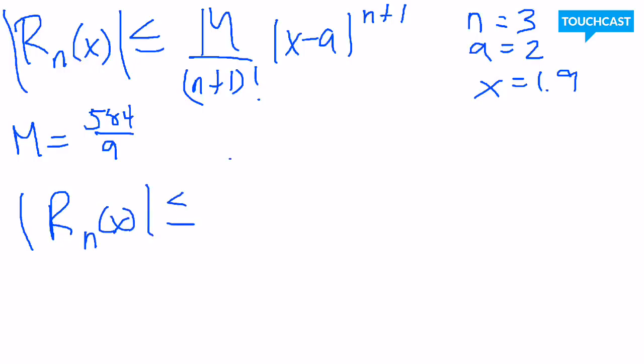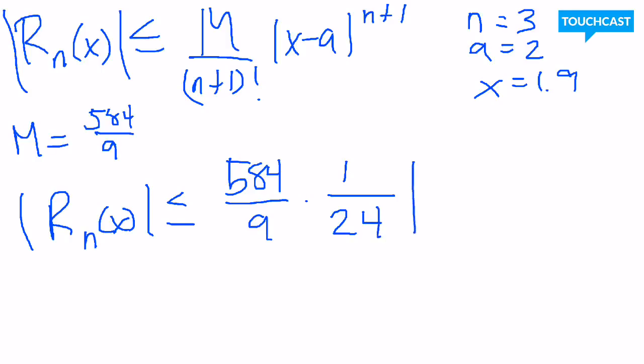So my error, the absolute value of my error, is less than or equal to 584 ninths times, instead of dividing by n plus 1 factorial, I'm going to multiply by 1 over, n is 3, so n plus 1 is 4, 4 factorial, 4 times 3 times 2 times 1 is 24. The difference between x and a, well, the absolute value of the difference is 0.1. So I'm going to raise 0.1 to the 3 plus 1, the 4th power. And I'm hoping that that's less than 3 over 10,000.